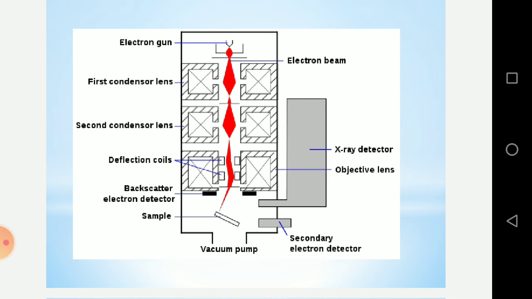When it strikes the specimen, it generates certain radiation, and that radiation is captured by the secondary detector. It is also called the X-ray detector. When that detector detects the radiation, it is transferred to the monitor, and we can observe the image. So this was the basic working principle of the scanning electron microscope.